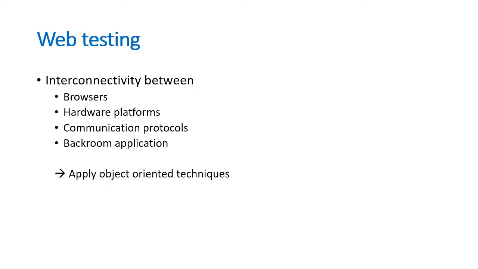So in terms of web testing, we know that in a web browser there's an interconnectivity between browsers, and then we have the hardware platform, communication protocol, as well as the back-room application. And normally in web testing, what we apply is actually the object-oriented techniques. I haven't explained this yet, but know that the object-oriented techniques differ from the conventional techniques that we have seen so far.